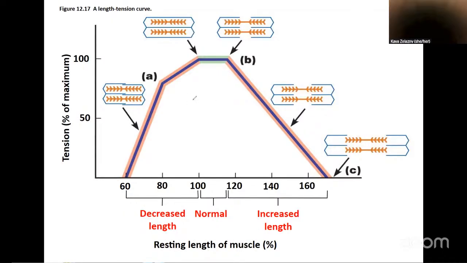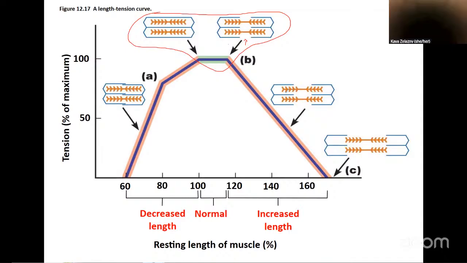So what we're looking at here is the normal length of our sarcomeres. We've been drawing them specifically like this a lot, with that bare zone, a wide, relaxed state, and then contracting that way. But here we have what happens if we have either too short a sarcomere or too long a sarcomere.